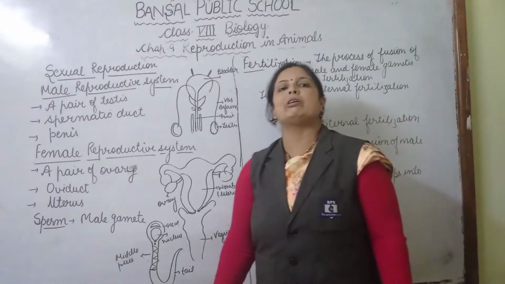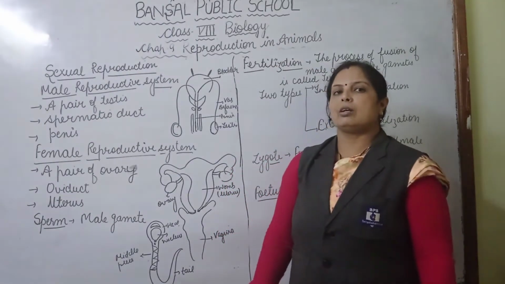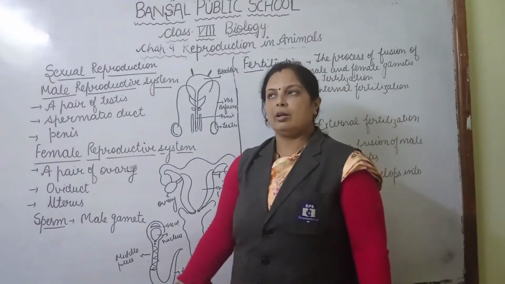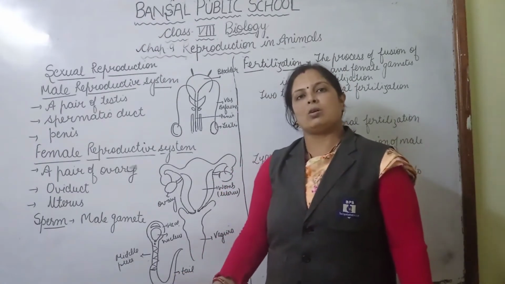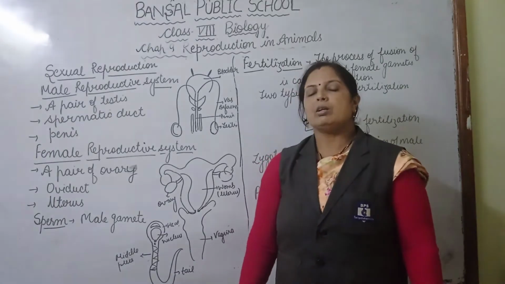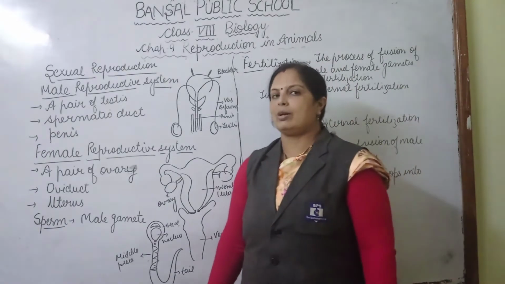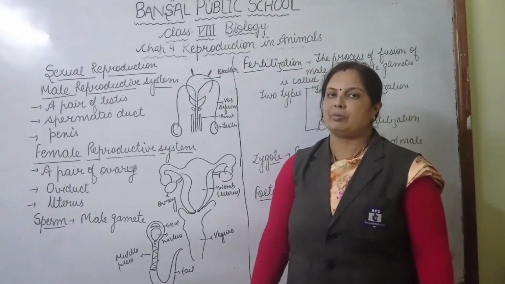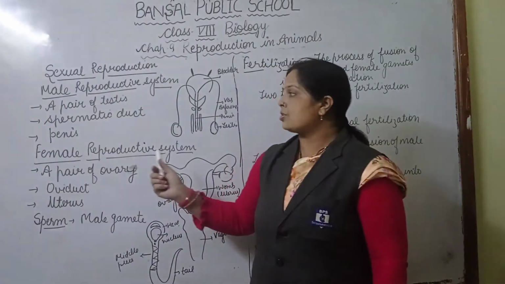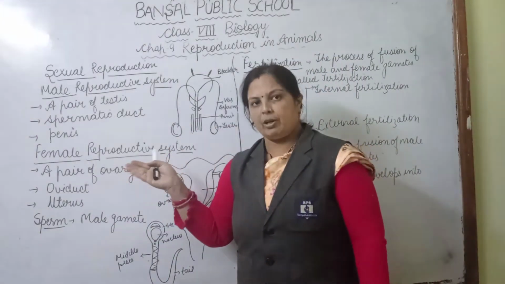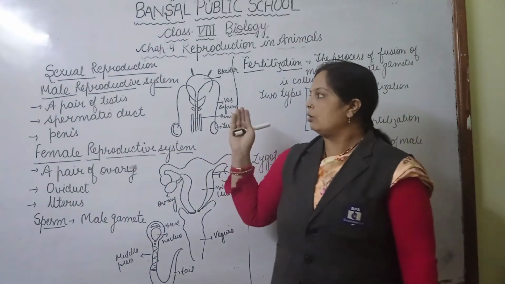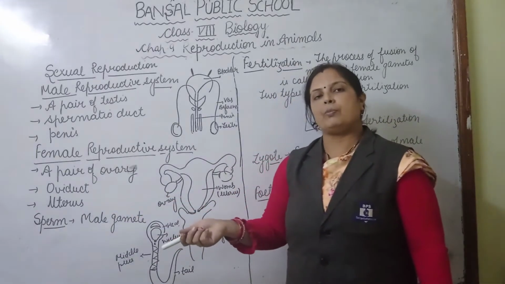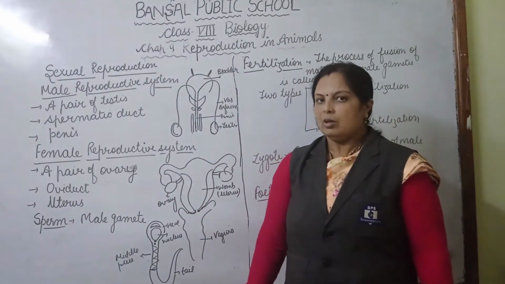Students, you learned in the previous class that sexual reproduction is one in which both parents are involved, male as well as female. The male forms the primary sex organ, known as the testis, and the female forms the primary sex organ, known as the ovary. Testis is the male primary sex organ, whereas ovary is the female primary sex organ. Testis and ovary produce gametes.